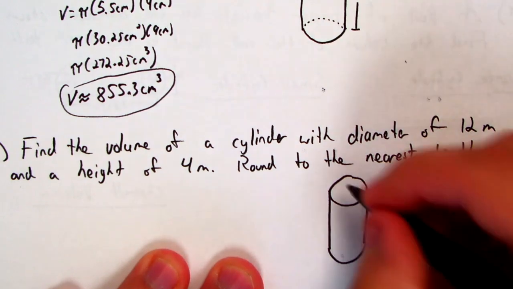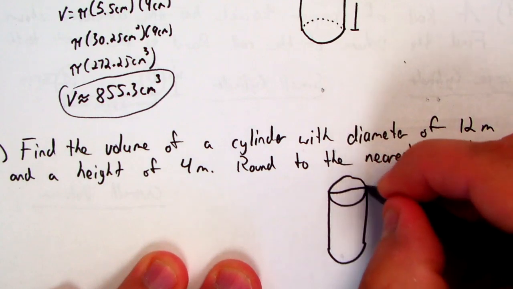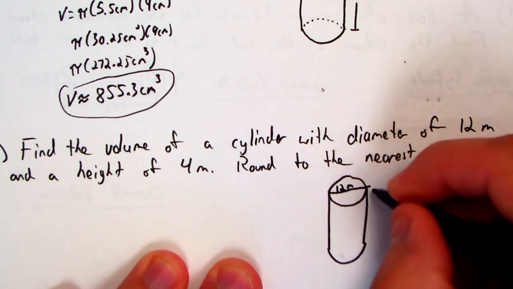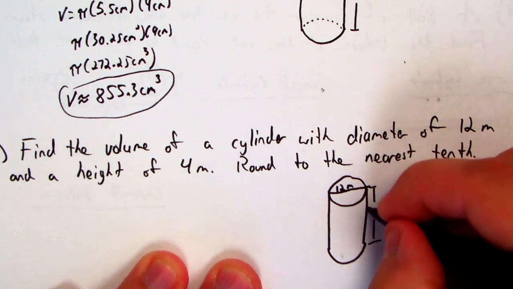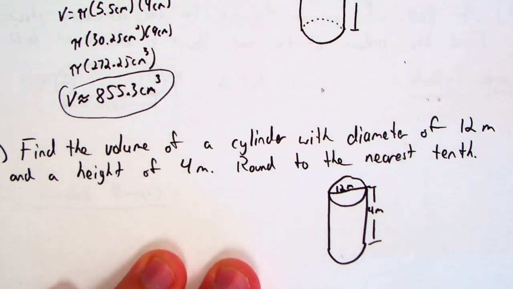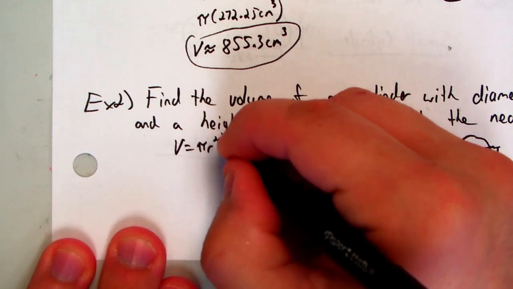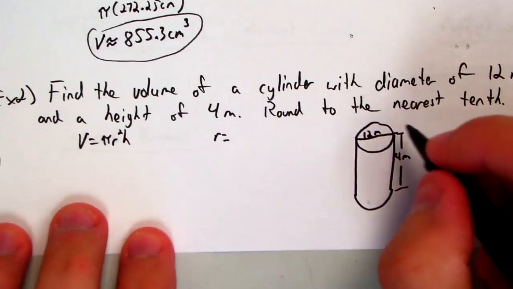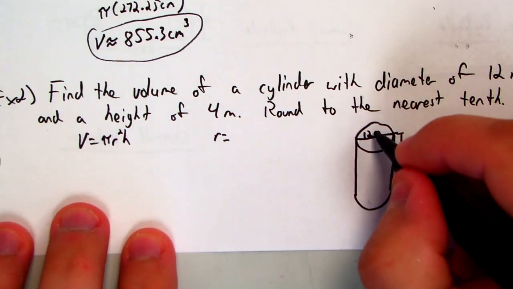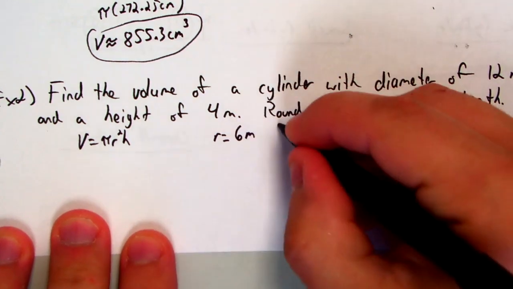So it says diameter of 12 meters. This is not drawn to scale. And a height of 4 meters. So my formula is volume equals pi r squared h, where r, so the diameter is 12, so the radius would be half of that, which would be 6 meters, and the height is 4 meters.